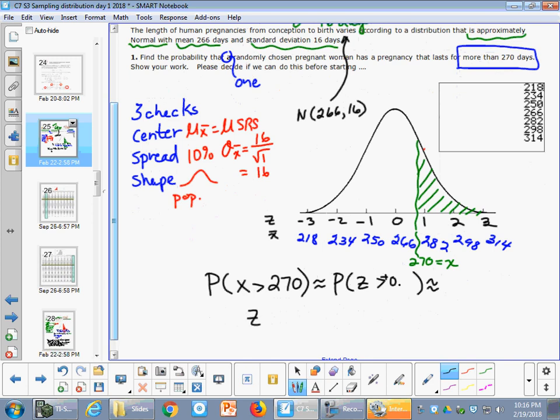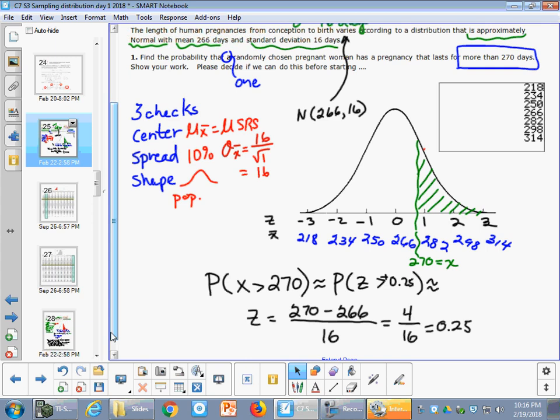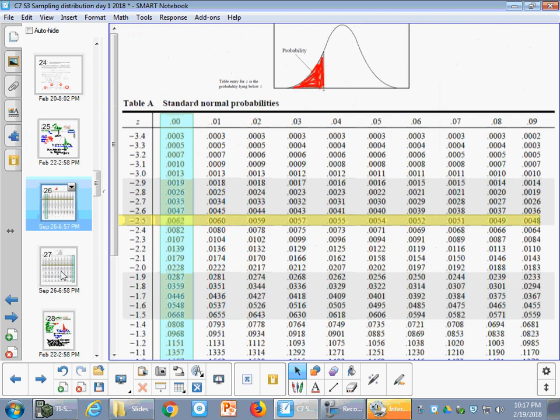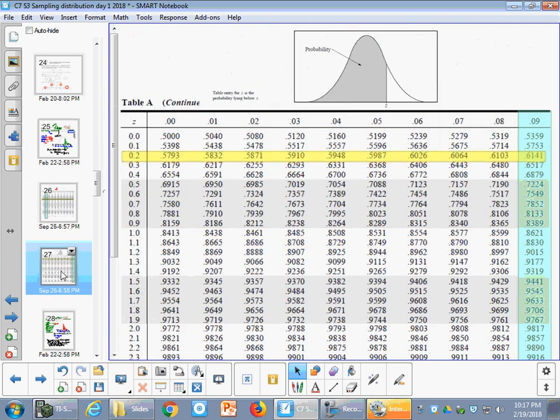And how do we find z-score? We take your score, which is 270, minus the mean of 266, divided by the standard deviation of 16. So we get 4 divided by 16, which is 0.25. And we know our answer has to be a bit bigger than 16%, hence the reason we did the empirical rule quiz this morning. And you can look that up on your table, like I will do right here. Positive 0.2 over to 5 gives me a 0.5987.